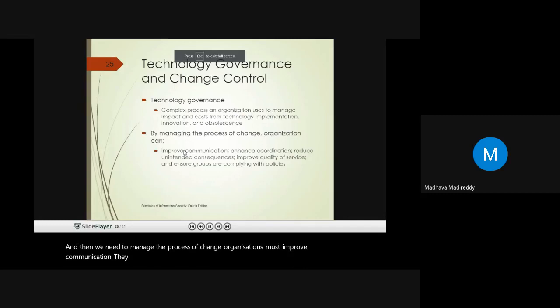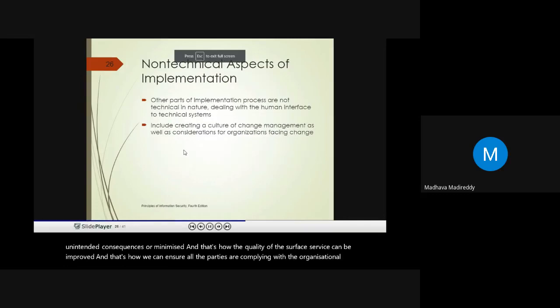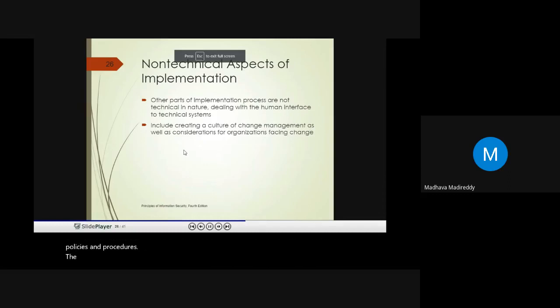They need their people to coordinate with each other, so that unintended consequences are minimized, and that's how the quality of the service can be improved, and how we can ensure all the parties are complying with the organizational policies and procedures. Those are all the technical aspects of implementation.